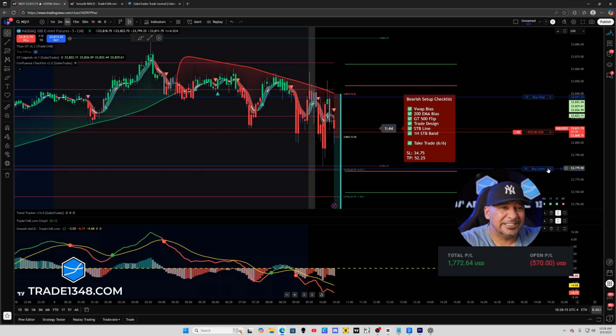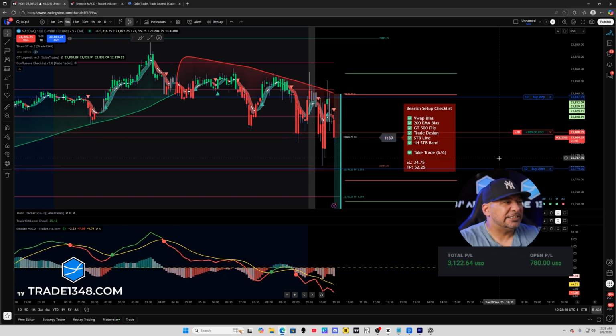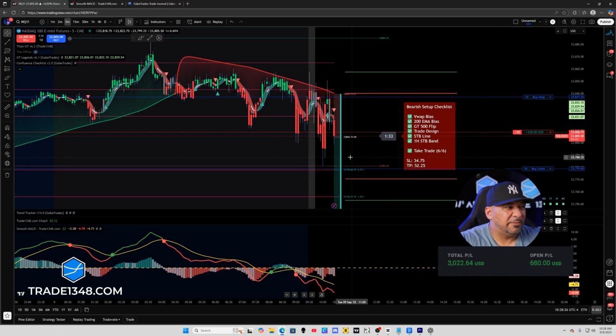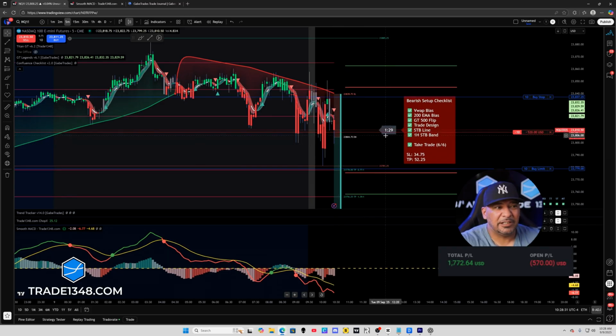Now, price action is crappy right now, absolutely crappy, but it's working in my favor. Cool. What I would like to see is a push further down on this candle close. That's what we want to see.